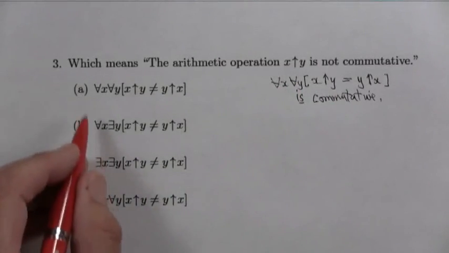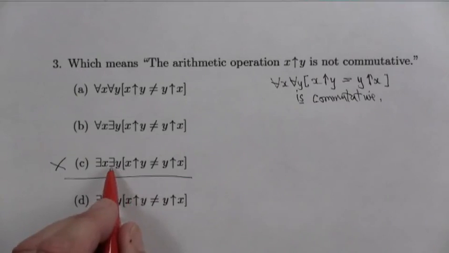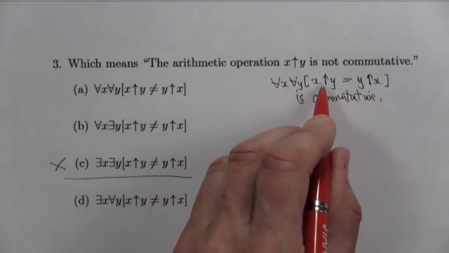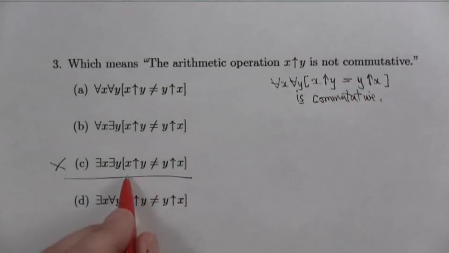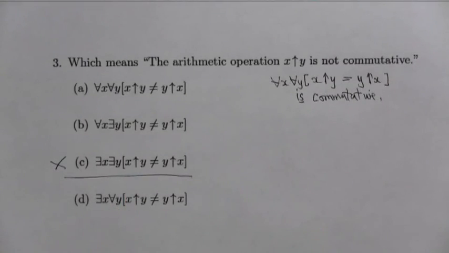And each one of these says something different. So there's the correct answer. There are a pair of numbers. And you could get it just by going through this and negating it. There is an x, there is a y, x arrow y not equal to y arrow x. Okay, let's look at number 4.